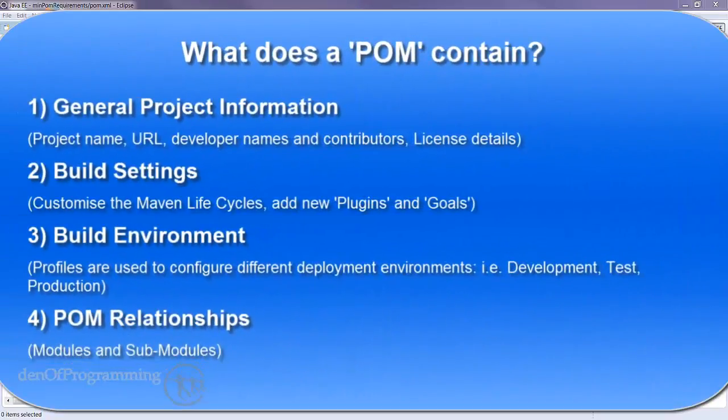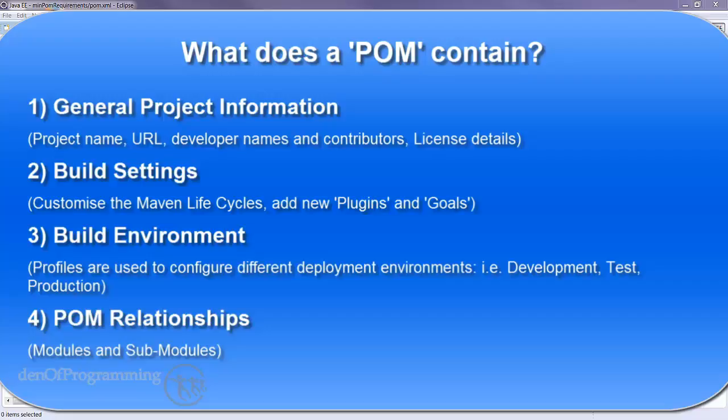I want to talk a little bit about what the POM contains, because it contains up to 4 categories of configuration. First category is general project information. This includes things like the actual project name, a URL for the project, details of any sponsoring organisation, developers and contributors, along with any licensing information needed. The second category is build settings. In this section we can customise the default Maven build. We can change the location of source and test files. We can add new plugins. We can attach plugin goals to the lifecycle, which we'll be doing later on in the course.